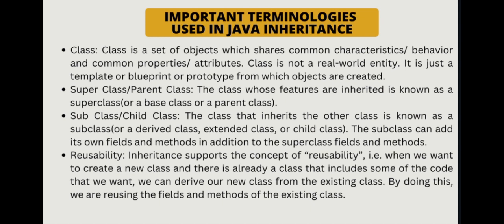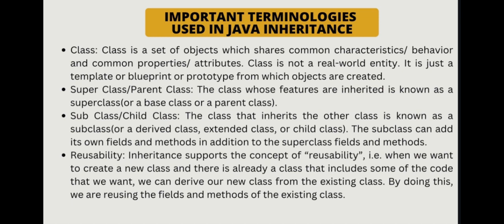Superclass and parent class: the class whose features are inherited is known as superclass or parent class, or even as a base class. Subclass, child class: the class that inherits the other class is known as subclass. And reusability: inheritance supports the concept of reusability, so that's why we use inheritance, and we think that it is useful for us. We don't have to write the same thing over and over again. We can just reuse code from one class.